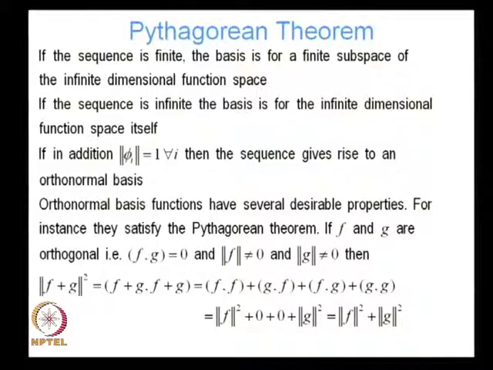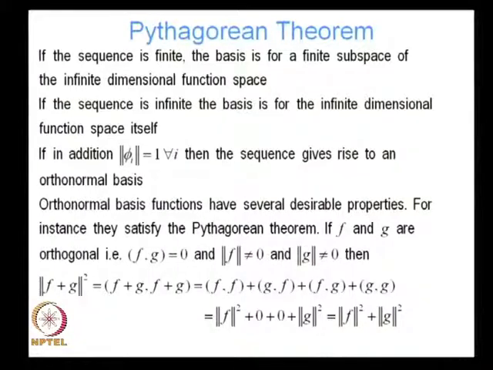So in addition to orthogonality, if the norm of my functions is equal to 1, then I have an orthonormal basis. The orthonormal functions have, actually it's not really orthonormal, it's orthogonal, they have several desirable properties. For instance, they satisfy the Pythagorean theorem.